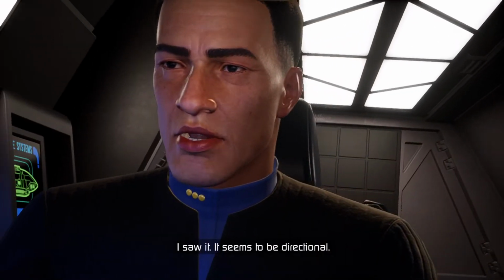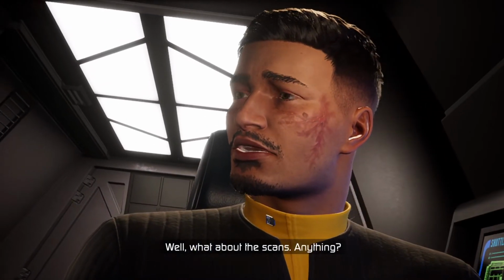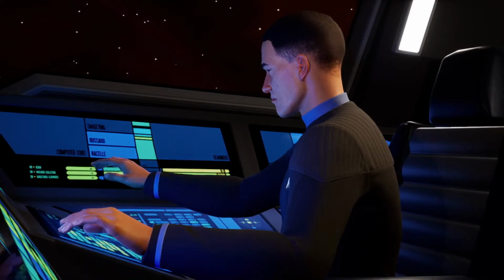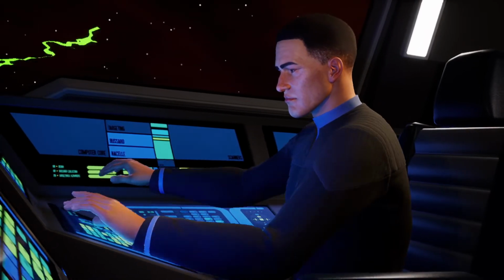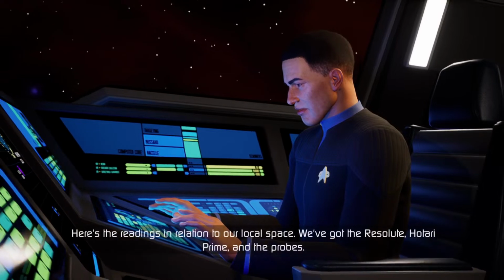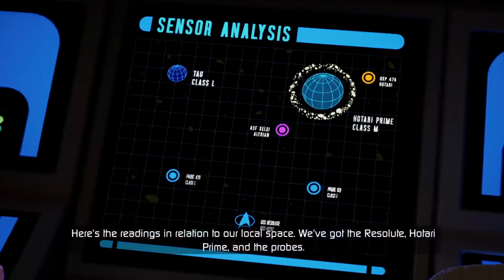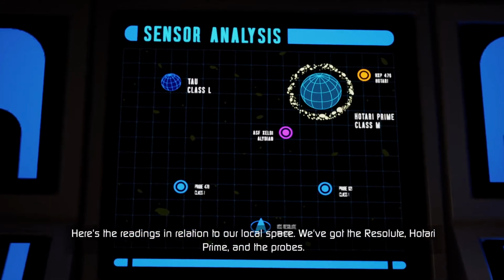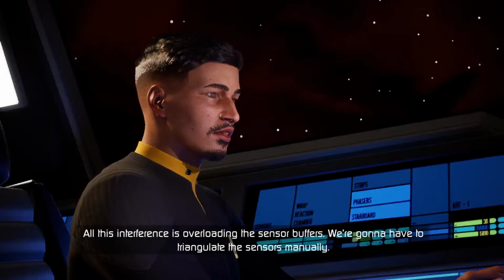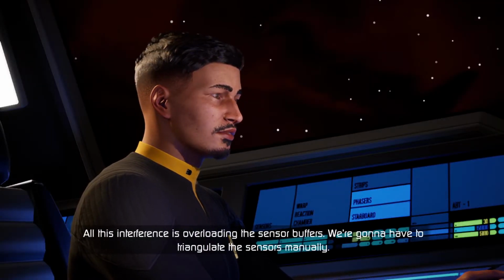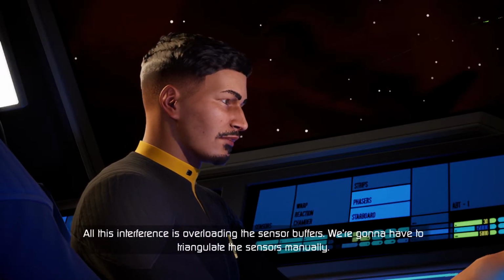It seems to be directional. Well, what about the scans? Anything? Here's the readings in relation to our local space. We've got the Resolute, Otari Prime, and the probes. All this interference is overloading the sensor buffers. We're gonna have to triangulate the sensors manually.